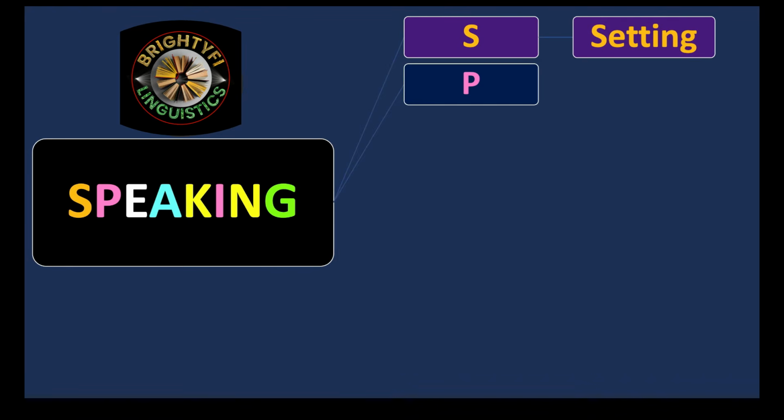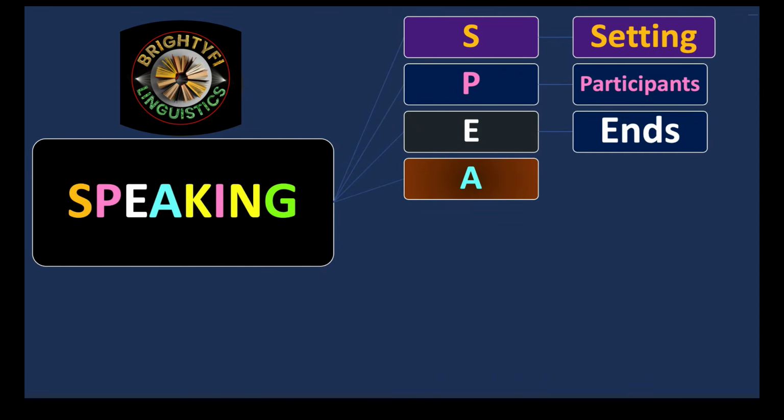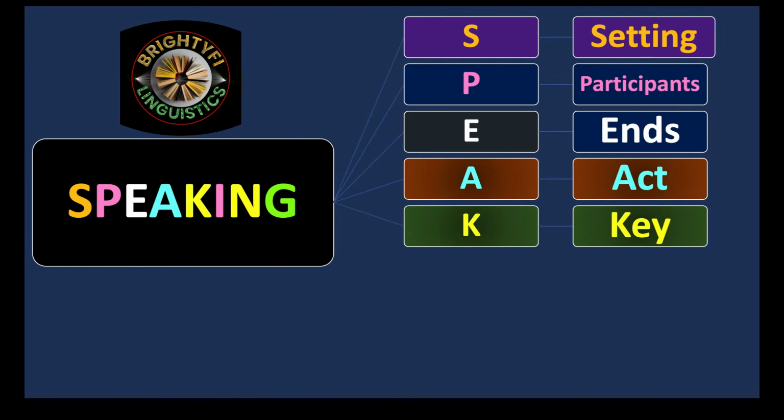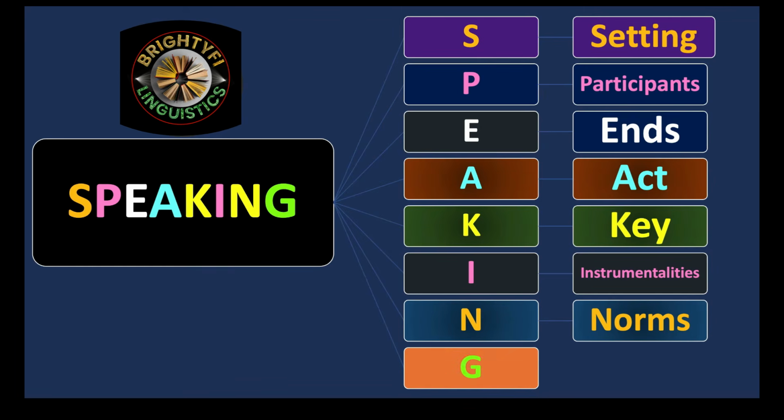We have the word speaking, model of language. The letter S stands for setting. The letter P stands for participants. The letter E stands for ends. The letter A stands for act. The letter K stands for key. The letter I stands for instrumentalities. The letter N stands for norms, and the letter G stands for genres. Now let's discuss importance of each letter. What does it convey? What does it mean? What does it refer? So we continue our discussion.